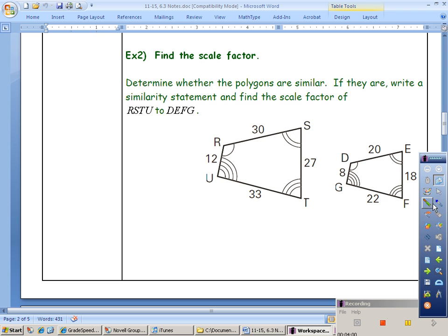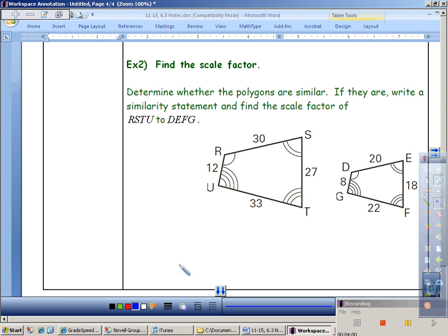Find the scale factor. Determine whether the polygons are similar. If they are, write a similarity statement and find the scale factor. So all we need to do is compare corresponding sides. So again, I have 12 is to 8. If these are similar, that would be equal to 30 over 20, would be equal to 27 over 18, would be equal to 33 over 22. And then we reduce these. So 12 over 8, 4 goes into both, that is 3 over 2.